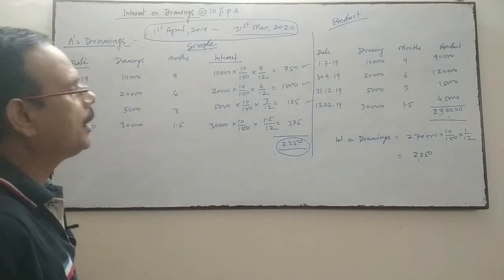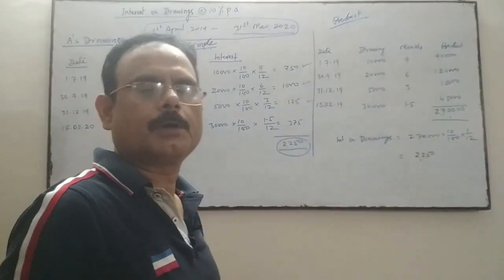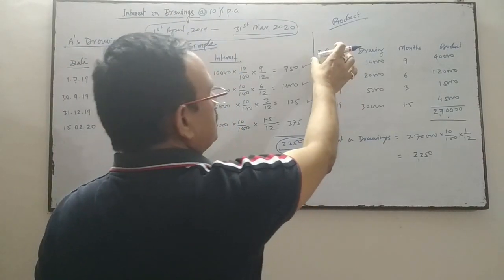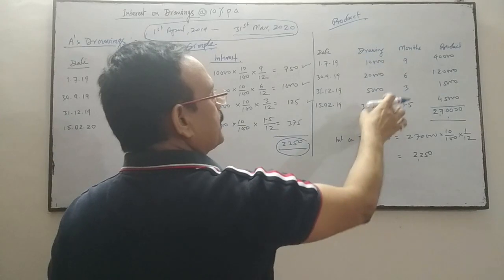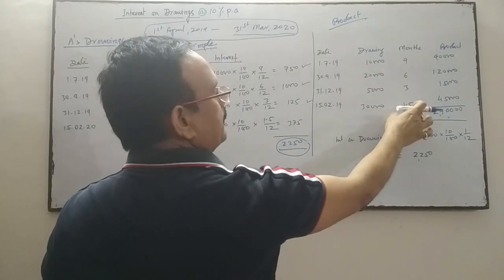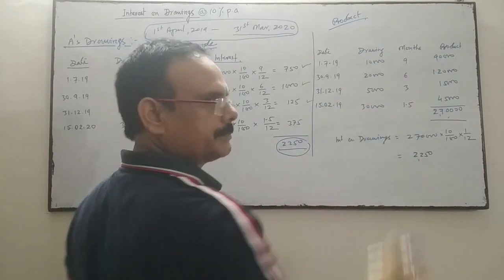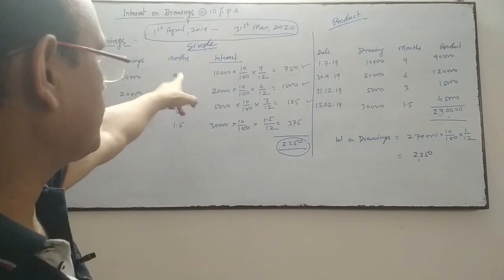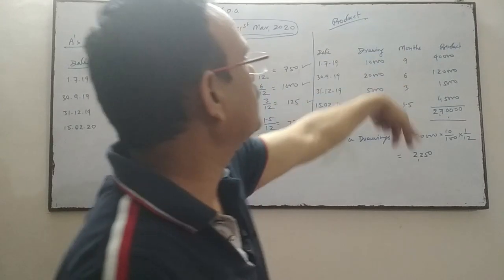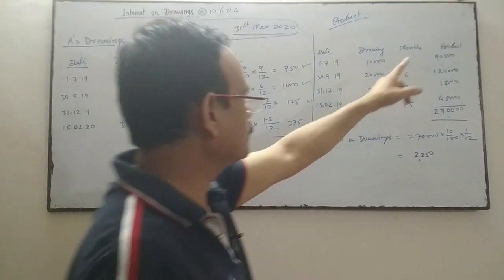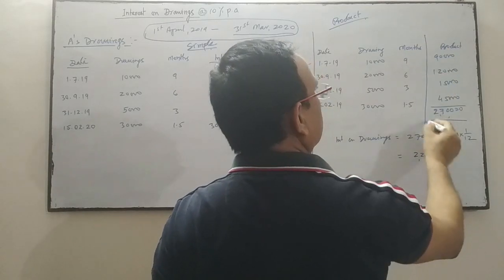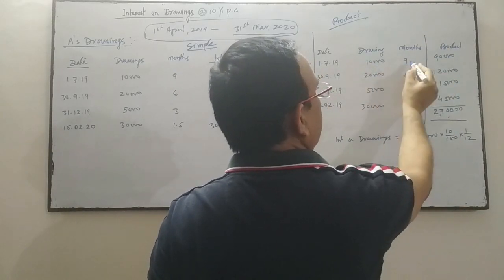Now coming to the another method, which is called product method. Under the product method, the first 2 columns will be the same, and the third column will also be the same. These 3 columns are the same as the simple method: date, drawing and month. Now the fourth column will be the column of product. I'm going to change from here. So I'm going to multiply drawing and month.